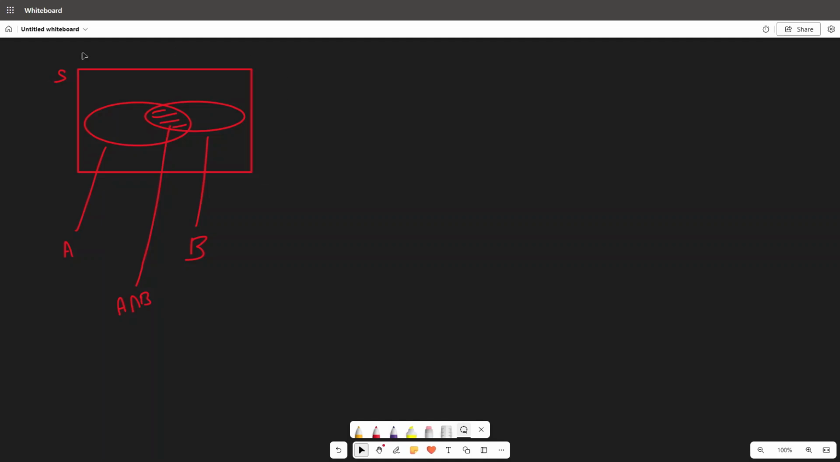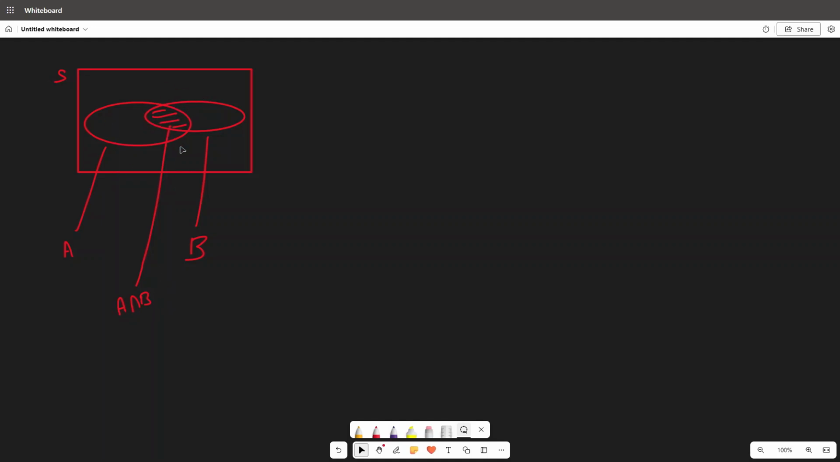Consider this Venn diagram. The outer rectangle denoted by S is the sample space, that is, it contains all the events that can possibly happen. And we are interested in two events A and B. A is denoted by this left side sphere and B is denoted by this sphere. And the shaded region, which is an overlap between A and B, we call it A intersection B.